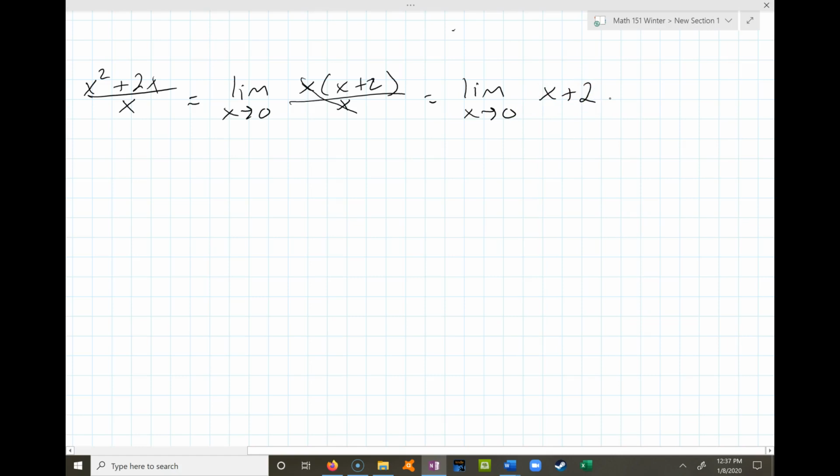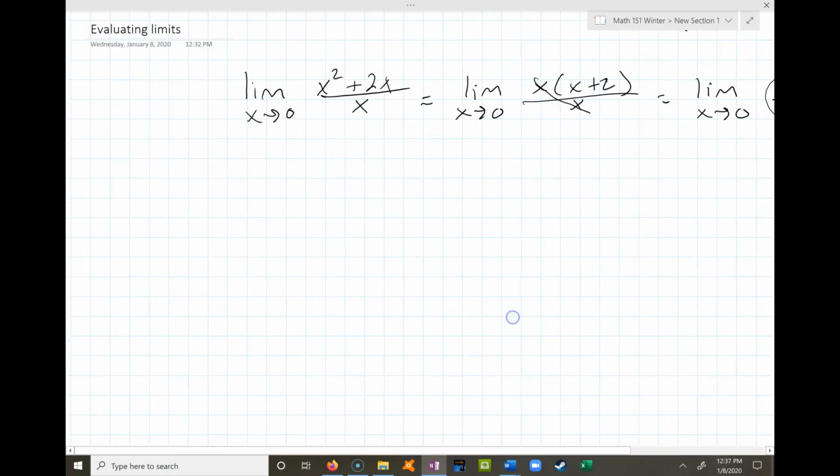And that is an expression that we can intuitively figure out, because as x approaches 0, this thing here clearly approaches 2. The closer x gets to 0, the closer x plus 2 gets to 2. Okay, so that's one algebra technique, the factor and cancel. And we can use that in a lot of different situations.